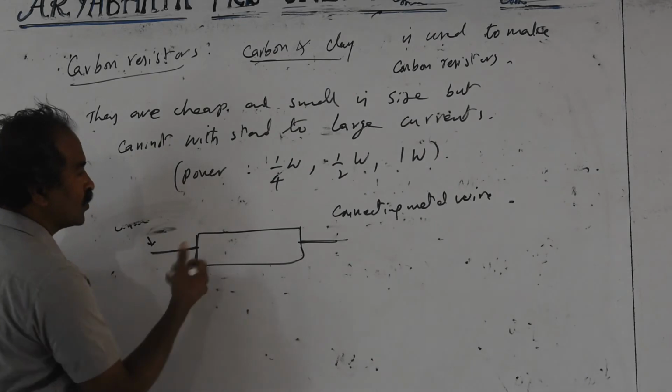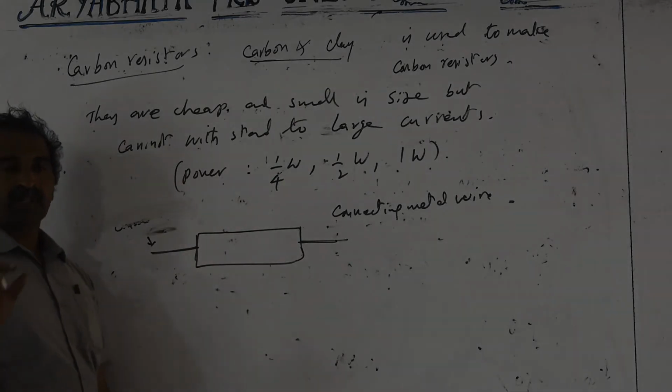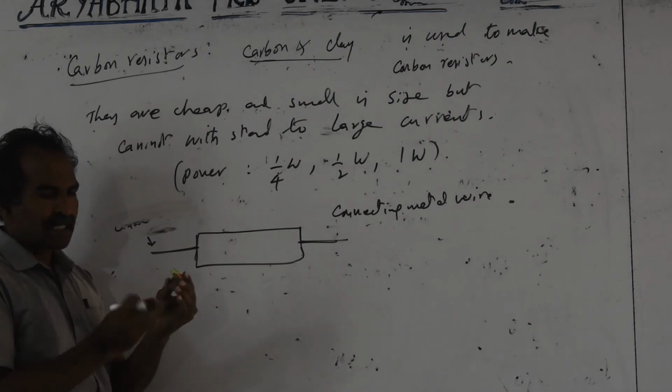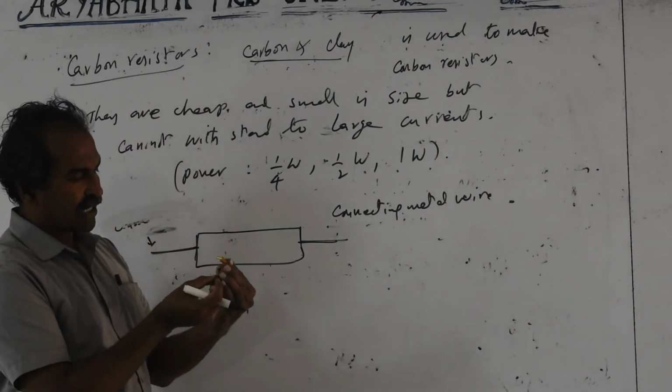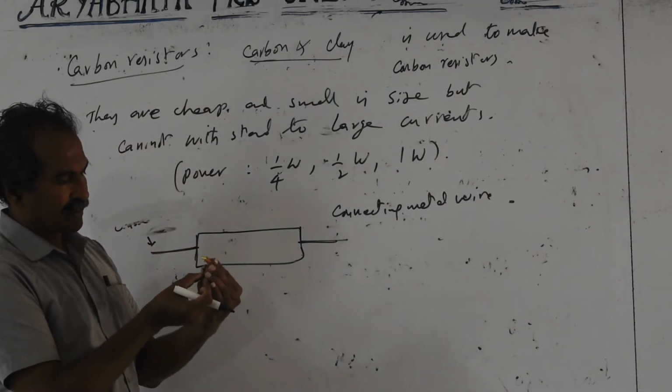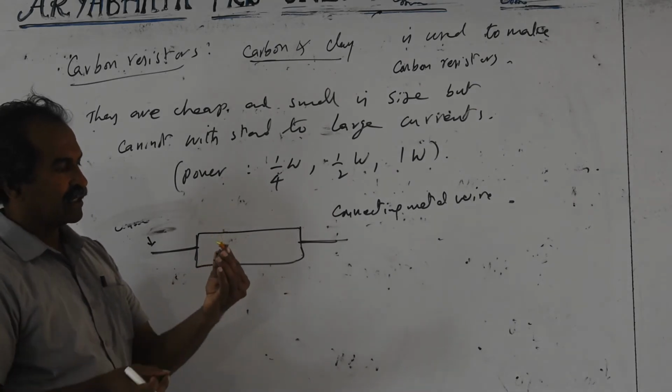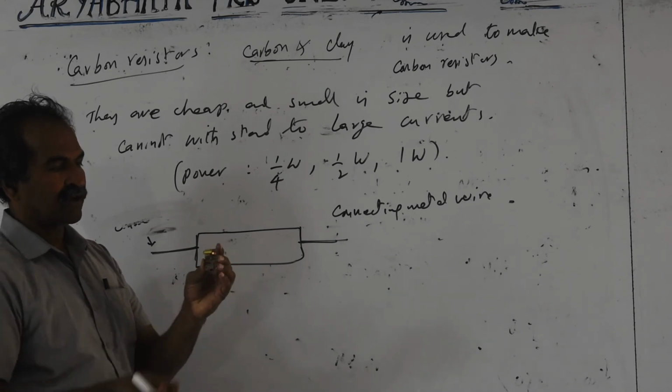And how to know the value of the resistance? For the wire bond resistor, the size is bigger, so the value is written on it. But these are very small in size. In this small board, there are so many resistors. 6 resistors are there, and 3 capacitors are there, and the other electronic components are there.